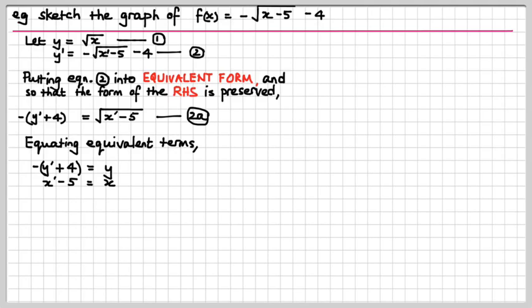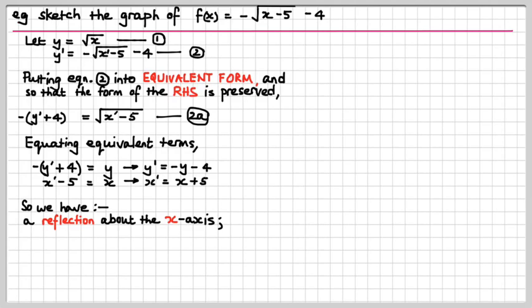So equating equivalent terms, we've got minus in brackets y dash plus 4 equals y, and x dash minus 5 equals x. Now we're going backwards, so we have to solve for y dash and x dash. That's it. Now you can just rattle off the transformations. So you look at it and see whether you think what I'm about to say is right.